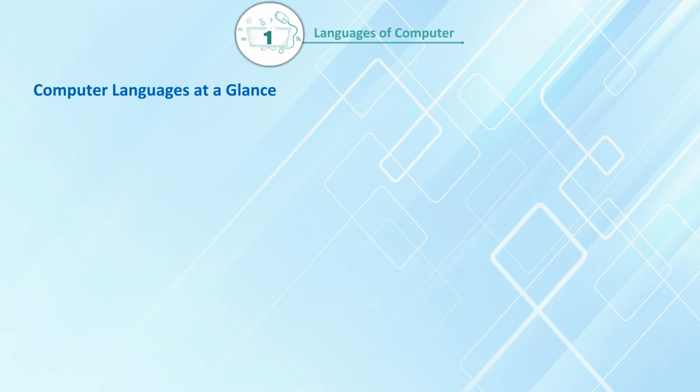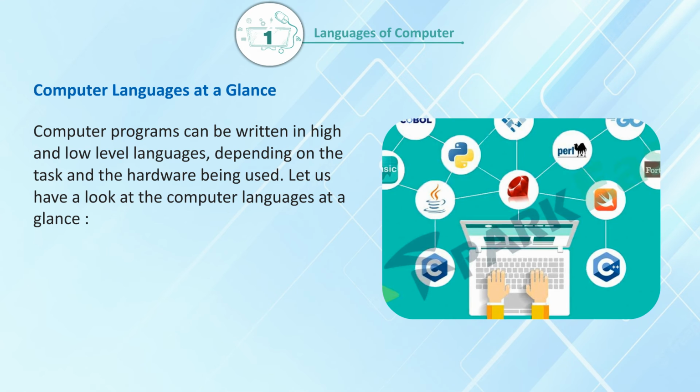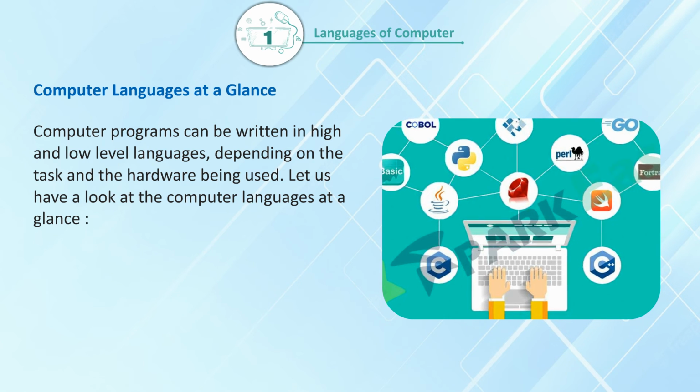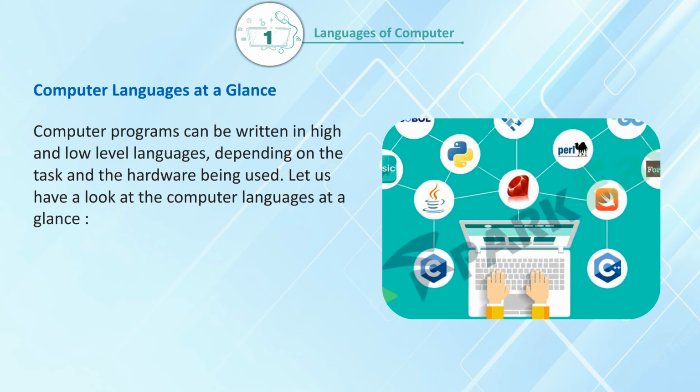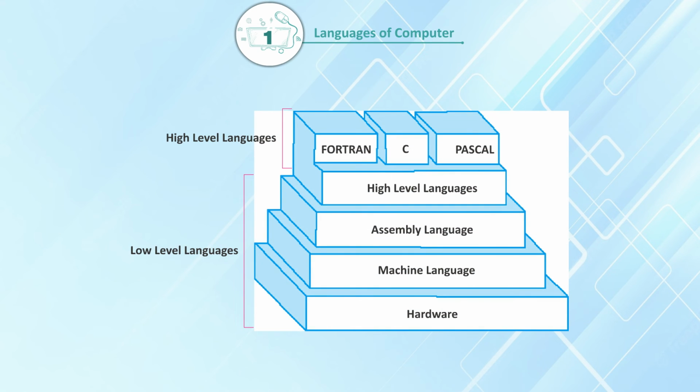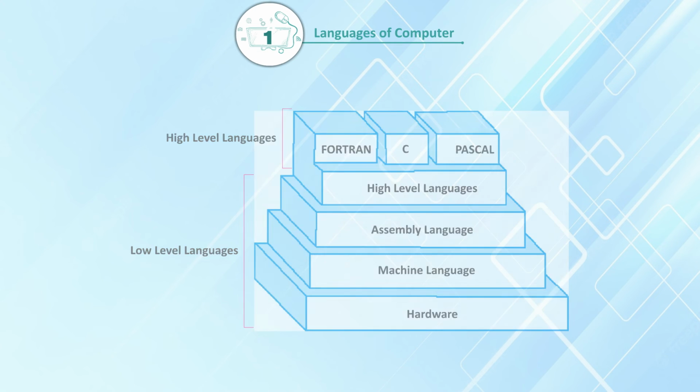Computer languages at a glance. Computer programs can be written in high and low level languages, depending on the task and the hardware being used. Let us have a look at the computer languages at a glance. High level languages: Fortran, C, Pascal. Low level languages: assembly language, machine language, hardware.